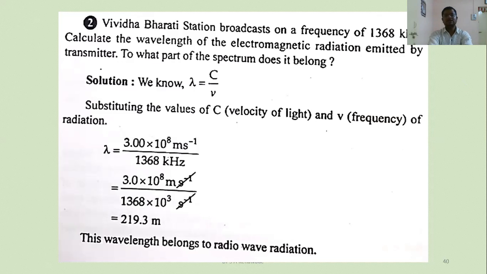The velocity is given as 3 into 10 to the 8 meter per second, and mu, that is frequency, is given in kilohertz, that is 1368 kilohertz. In this case, we have to convert kilohertz into per second by multiplying by 10 raised to 3. After solving this, we get wavelength as 219.3 meter.